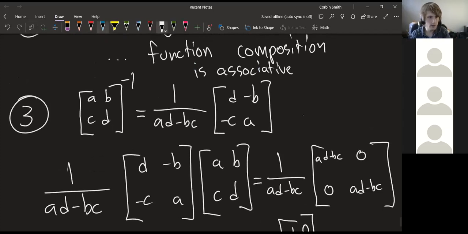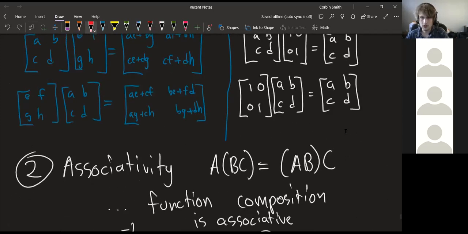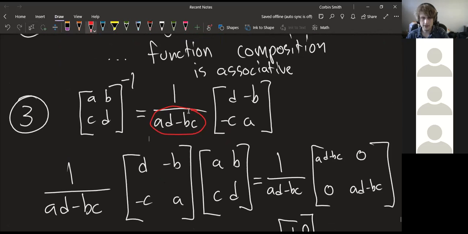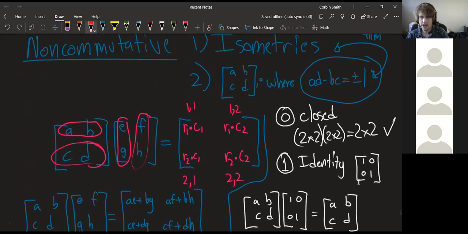And already we're kind of seeing why this might be relevant for our thing to be a group. AD minus BC equals plus or minus 1. We have to divide by this. So I actually haven't proved closed just yet. I should have put a part 1 right here. Let's put a part 1. Come on, give me the marker. What are you doing? Give me the marker. Part 1.